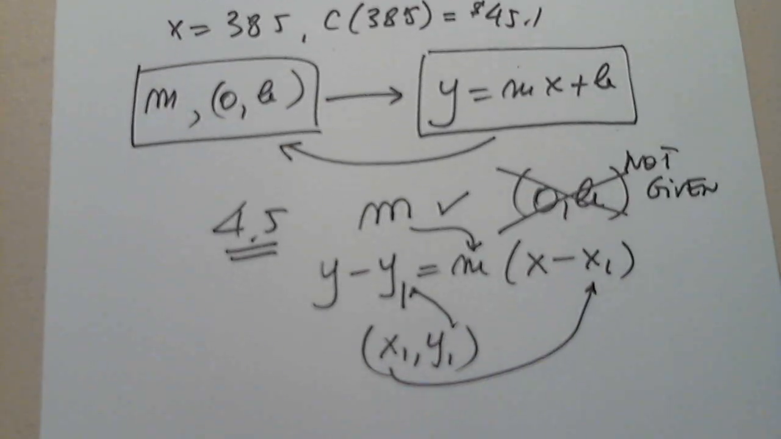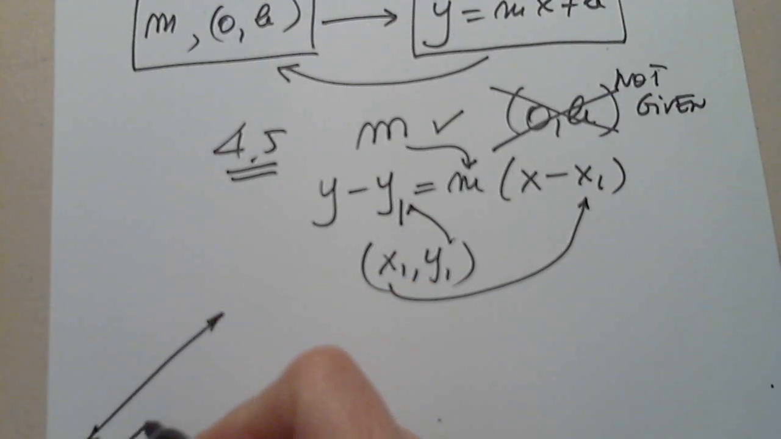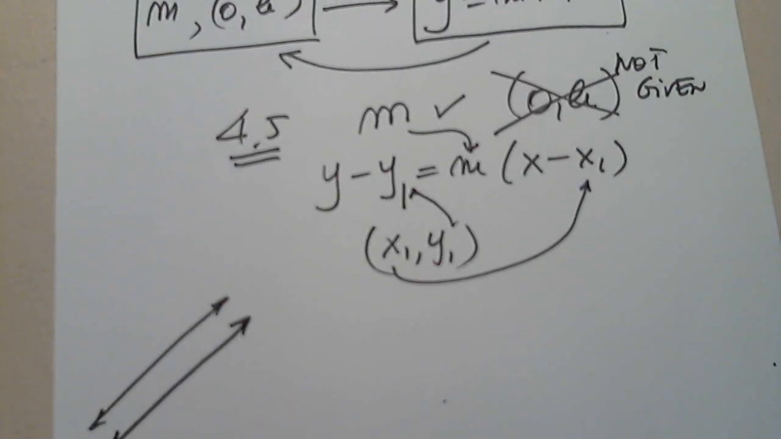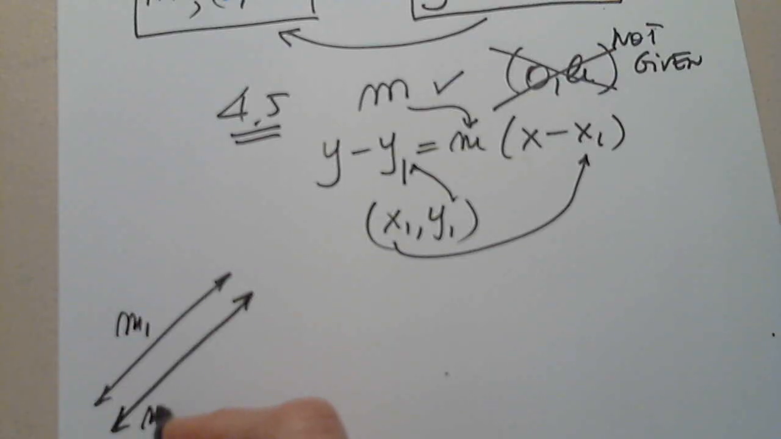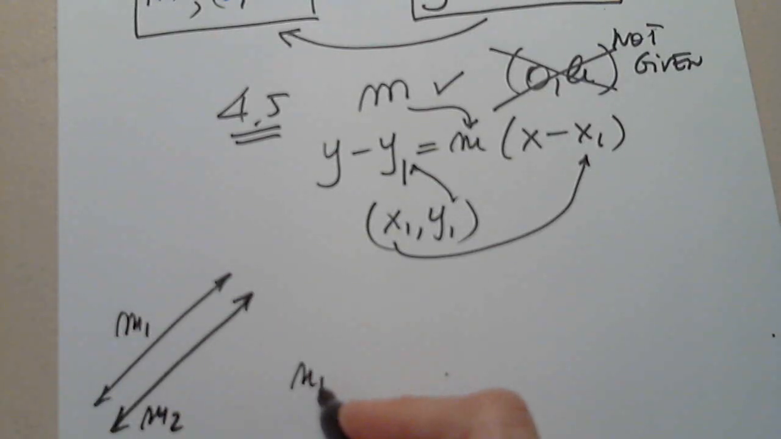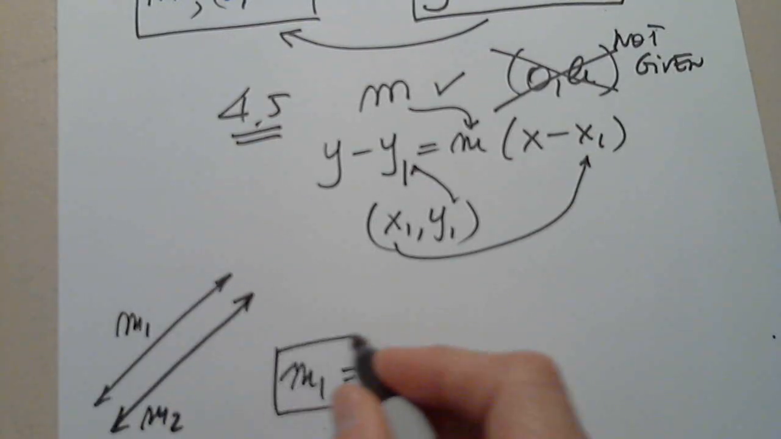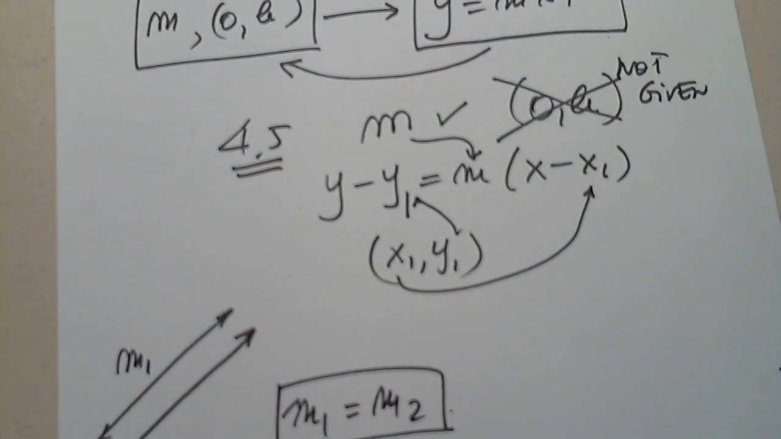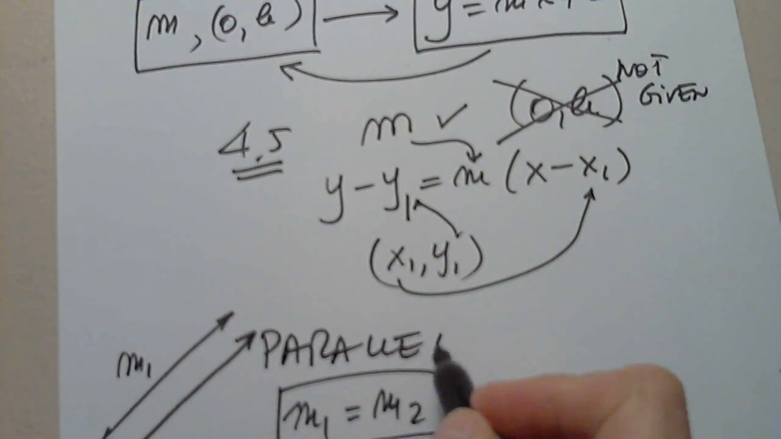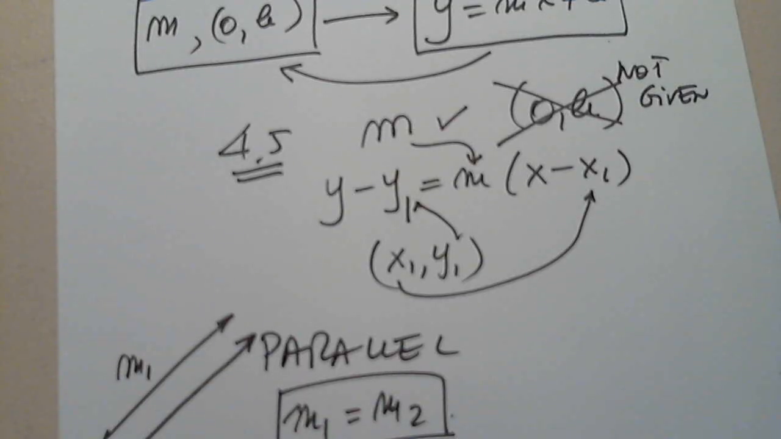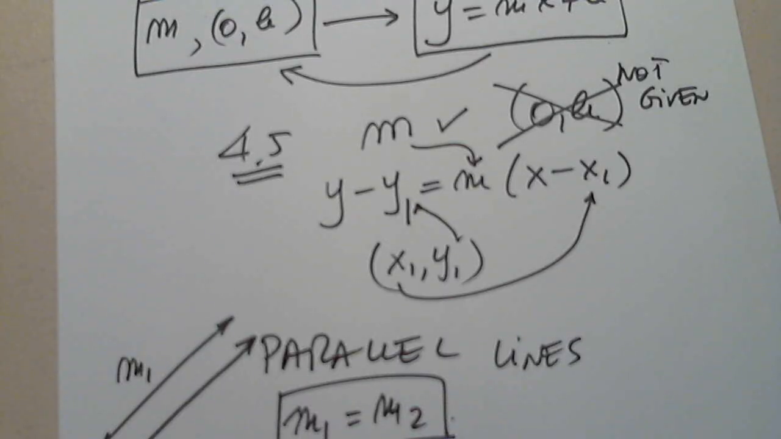Also, the other thing that I want to mention is there is something called parallel lines. 2 lines are parallel if the slope of the first line and the slope of the second one are the same, m sub 1 and m sub 2 are equal. If they are equal, the 2 lines are parallel. Parallel lines must have the same slope.